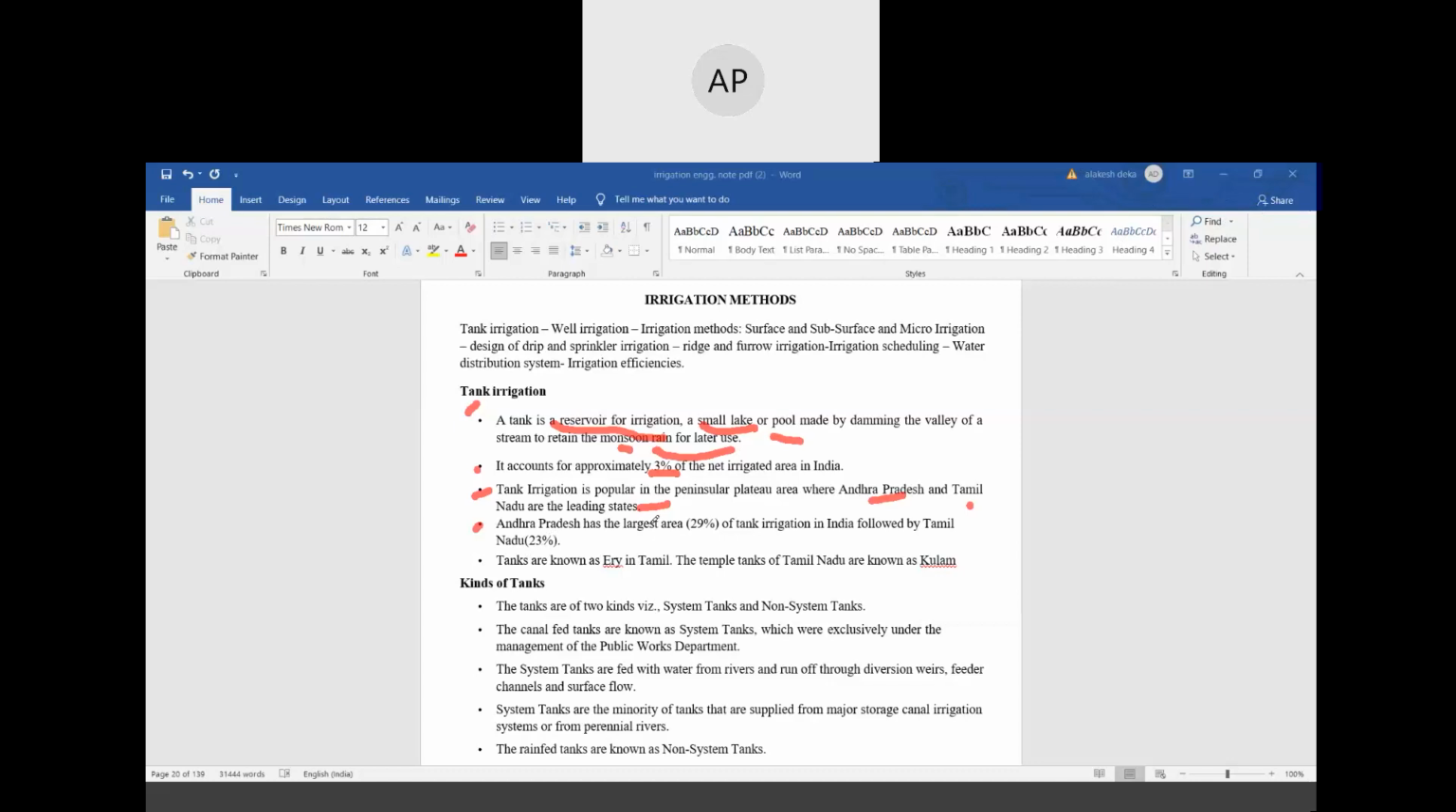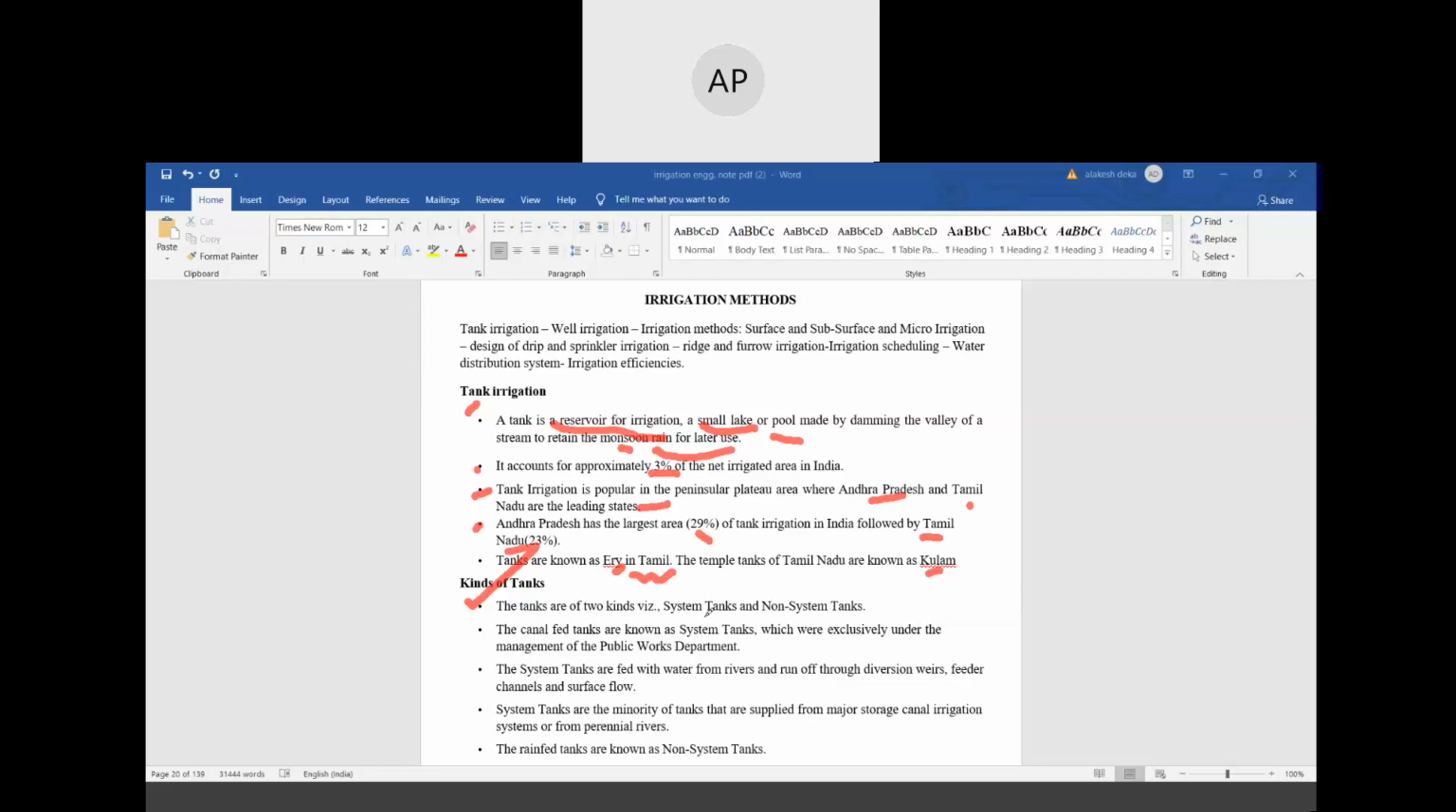Okay, so Andhra Pradesh has tank irrigation, which is popular in the peninsular plateau area, where Andhra Pradesh and Tamil Nadu are the leading states. Andhra Pradesh has the largest share, 29% of the tank irrigation in India, followed by Tamil Nadu. Tanks are known as Eri in Tamil, and temple tanks are known as Kulam. So what kinds of tank have they used?